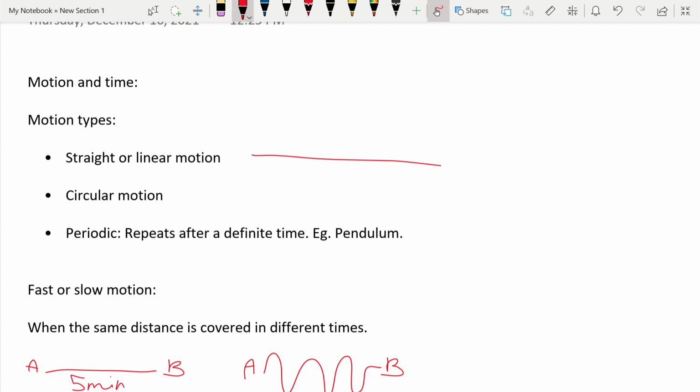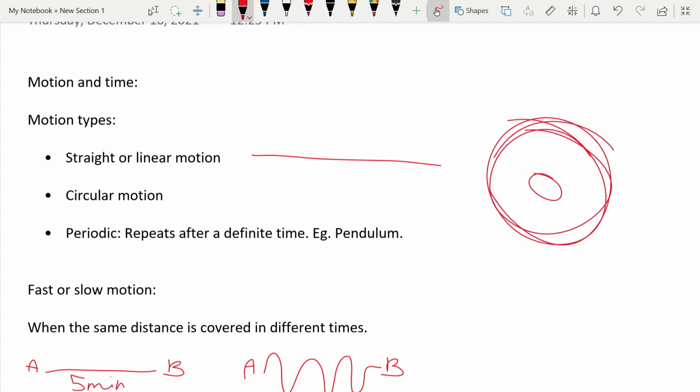Now, a circular motion means that the object is traveling in a circle. That can be when Earth is revolving around the sun, or when a clock is moving, the minute needle is moving in a circle. So that's circular. Periodic motion is when motion repeats after a definite time, which is a pendulum.